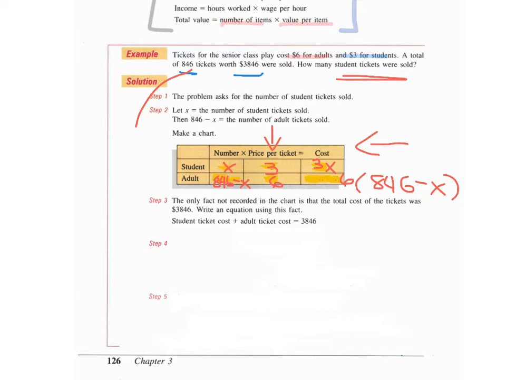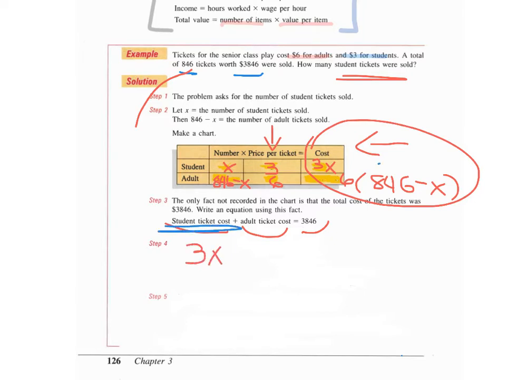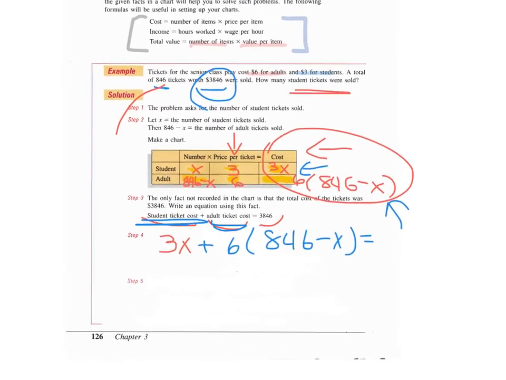So now what I'm going to do is write an equation. So I know that the student cost plus the adult cost should give me that much money. Now, I'm going to take this last column and I'm going to add. And this is how my equation is going to be. Because the cost for the student is going to be 3X. So this right here comes from here. The adult ticket is going to come from here. And now I'm going to set it equal to the total amount of money that they collected for selling these tickets.